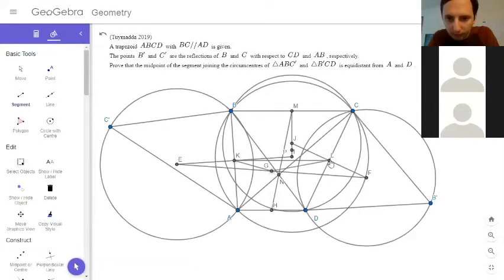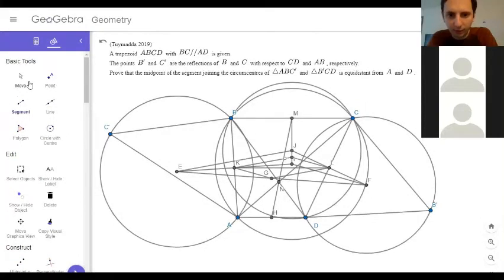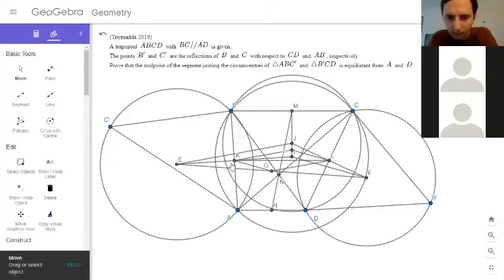Well, yeah, we have a lot of parallel lines here. I don't even know if we need points K and L. Like, let's just use the centers, right? I mean, maybe it's useful. I don't know. But no, it is a parallelogram.